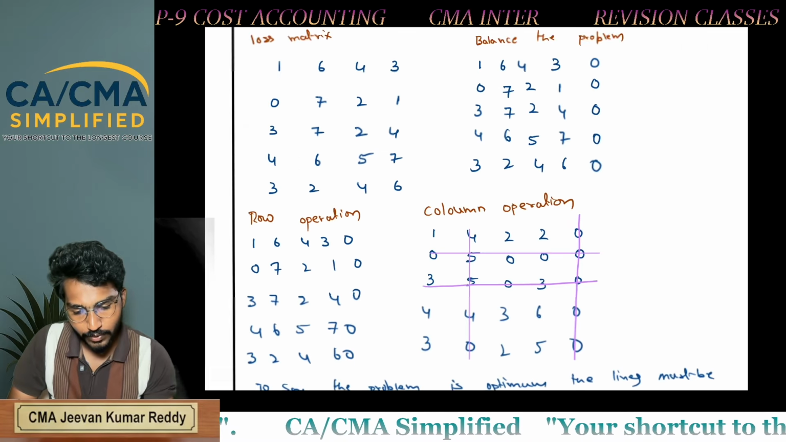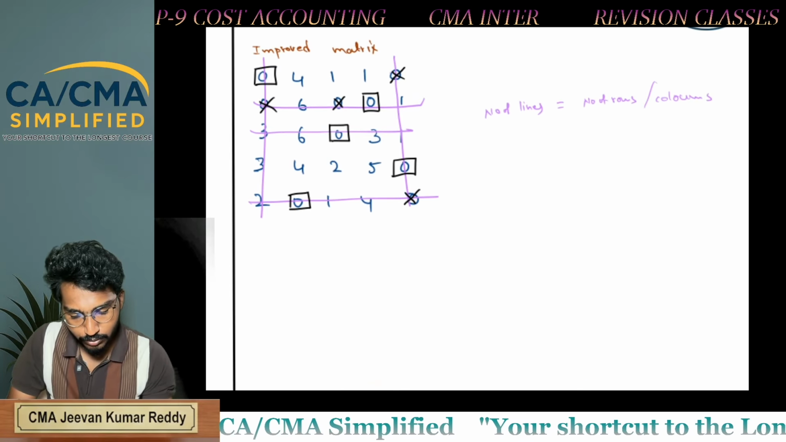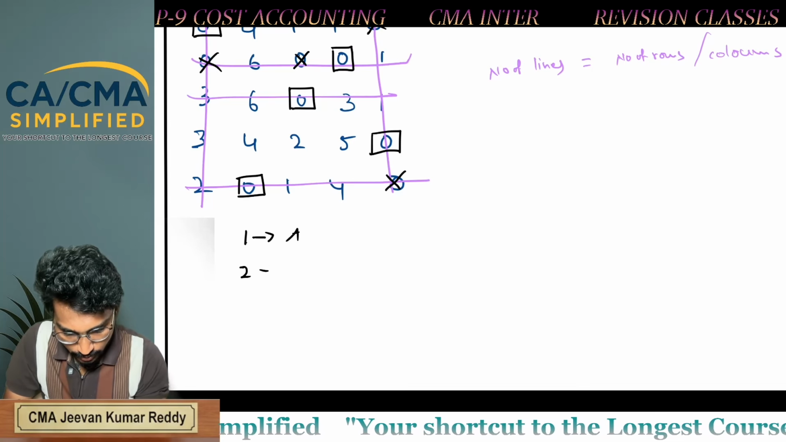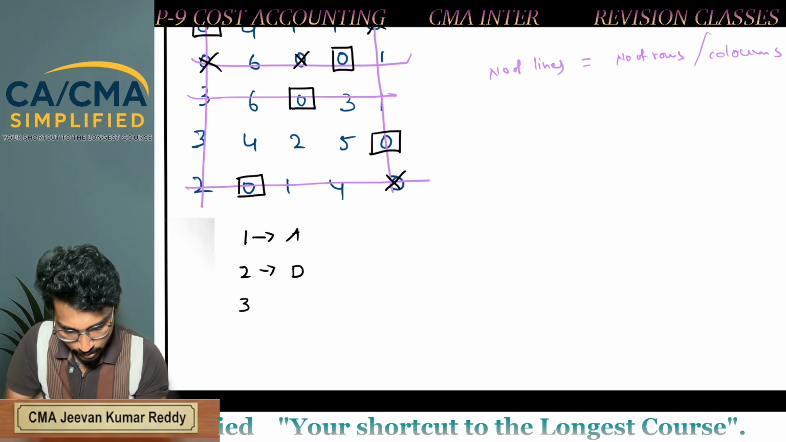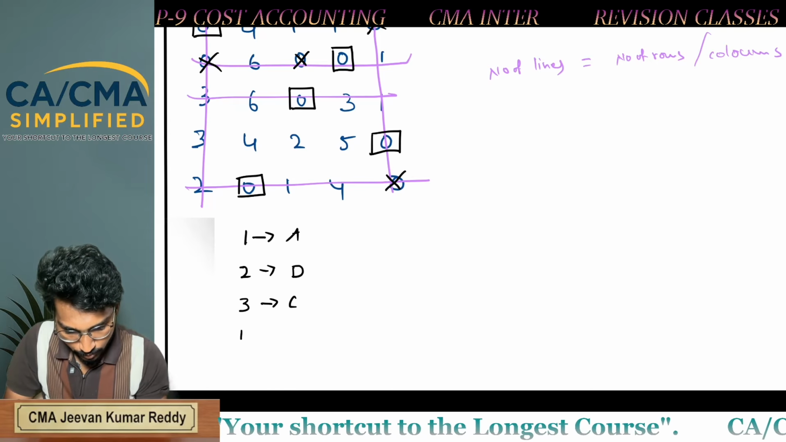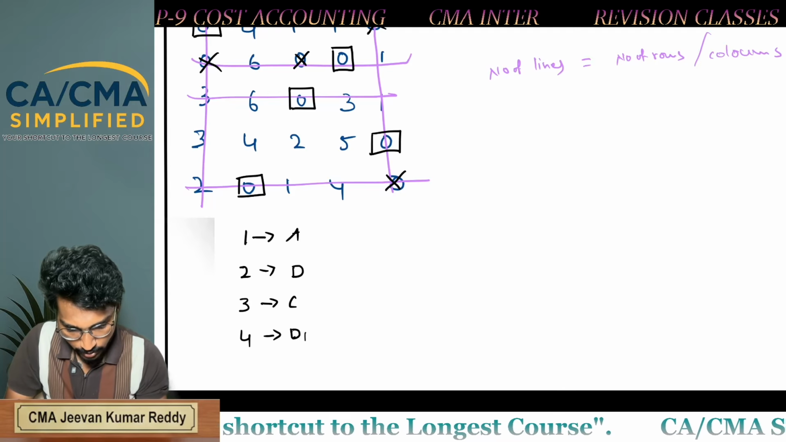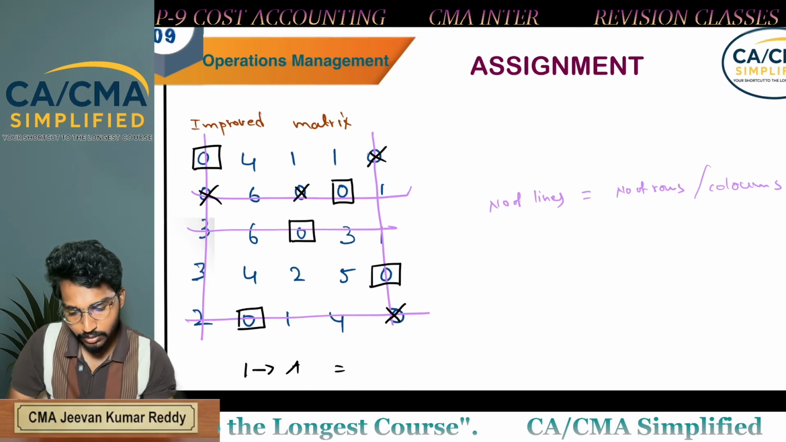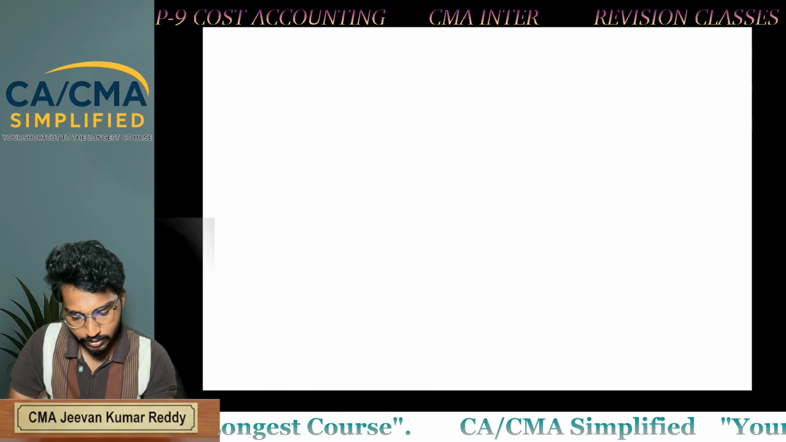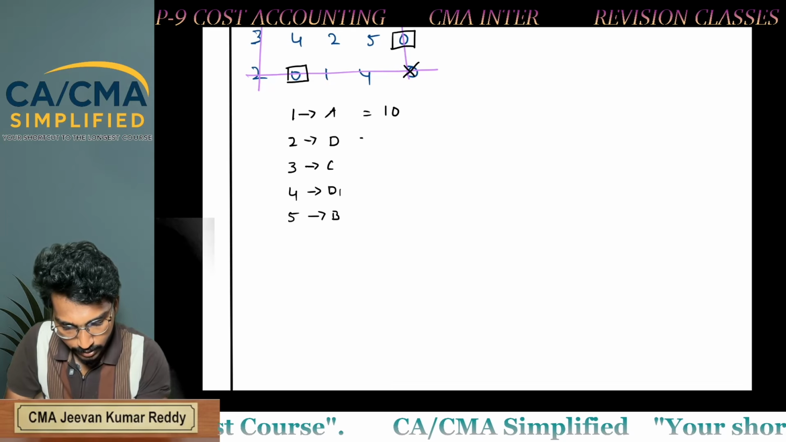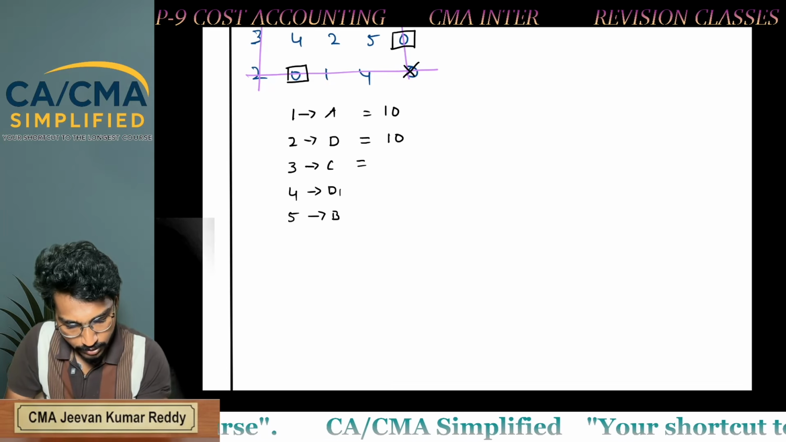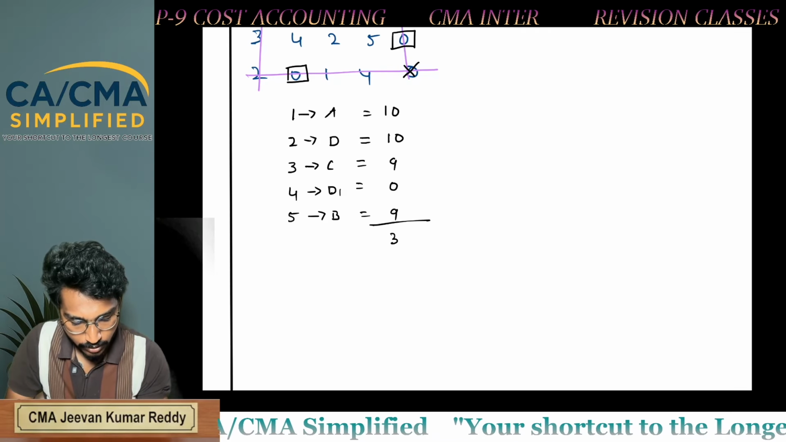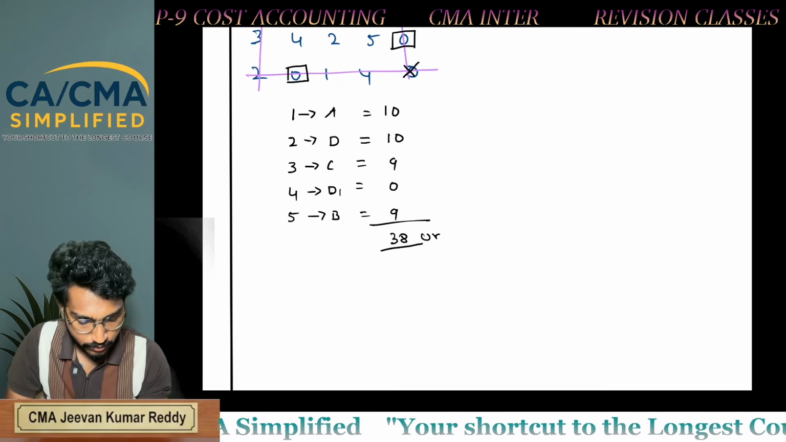That means operator 1 is assigned to mission A, 2 is assigned to D, 3 is assigned to C, 4 is assigned to D1, that is dummy, 5 is assigned to B. Now 1 is assigned to A, that means 10, 2 is assigned to D, that means 10, C 9, 0, 9, total 38 units.